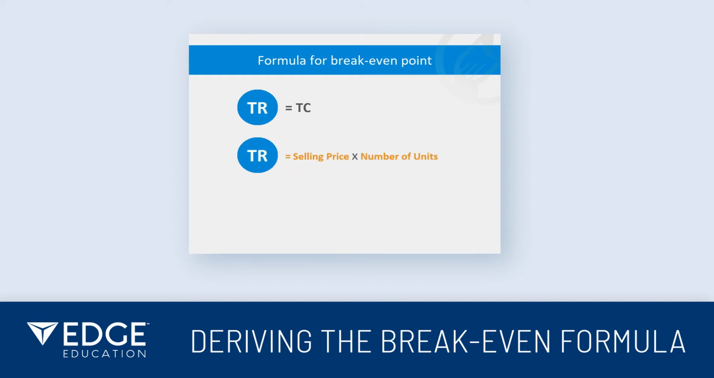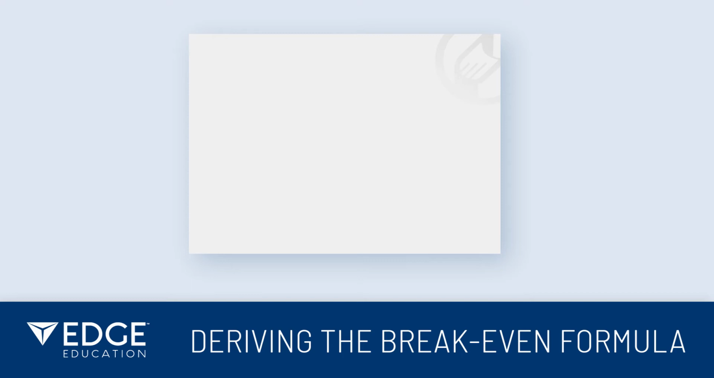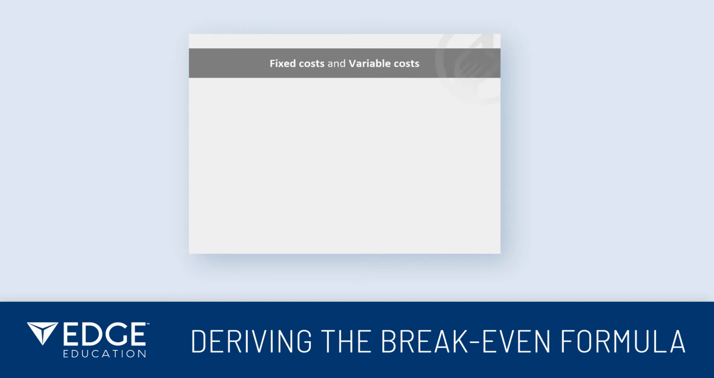Total revenue is the selling price per unit multiplied by the number of units produced and sold. How is total costs calculated? Total costs are total fixed costs plus total variable costs. Total costs include manufacturing, selling, and administrative costs. In order to understand total costs, a quick revision of fixed costs and variable costs is necessary.